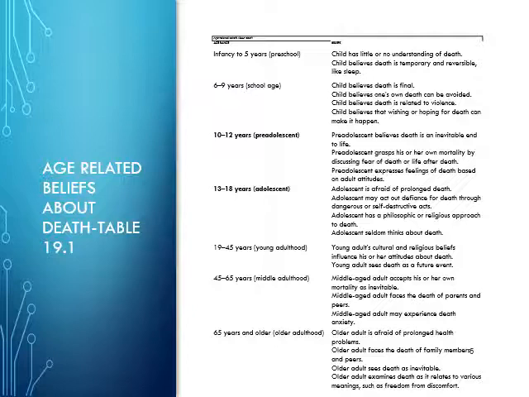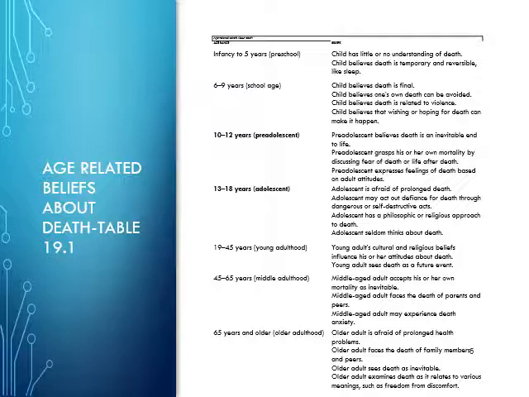Maybe they drive a fast motorcycle, just defying death. I can drive fast, nothing's going to happen to me. So it's important to understand that they might do dangerous or self-destructive acts at this age. And this is a very vulnerable age in adolescence.